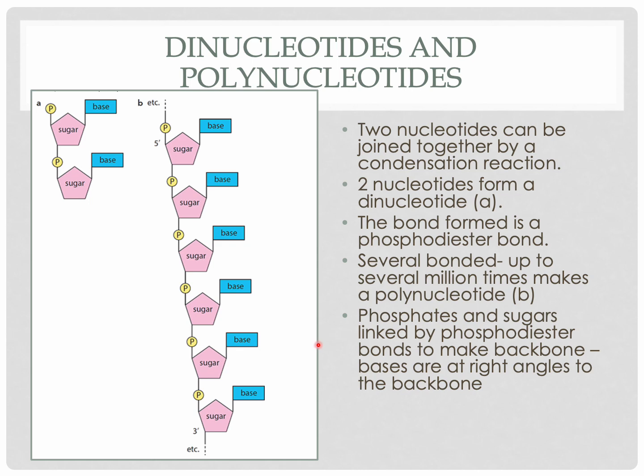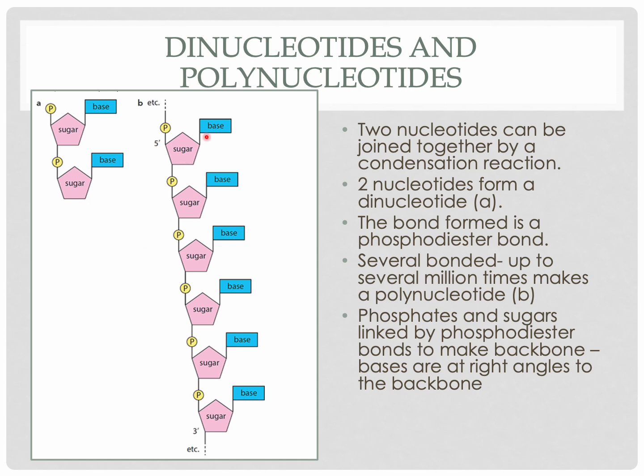Two nucleotides can join together by a condensation reaction. Here's one nucleotide and a second nucleotide. Two nucleotides form a dinucleotide, di meaning there's two of them. The bond formed is a phosphodiester bond. It's a diester bond because the phosphate group has two ester bonds, one at each of the sugars.